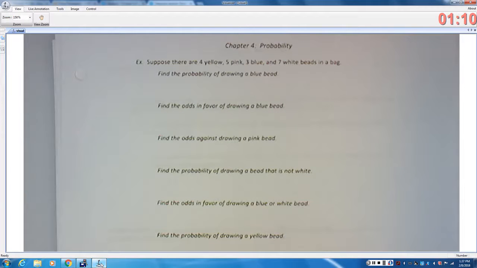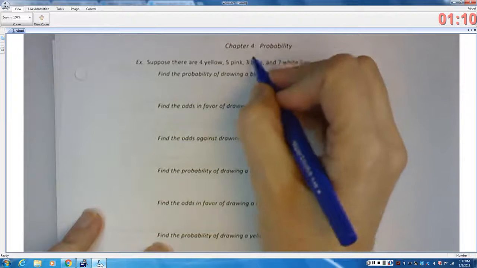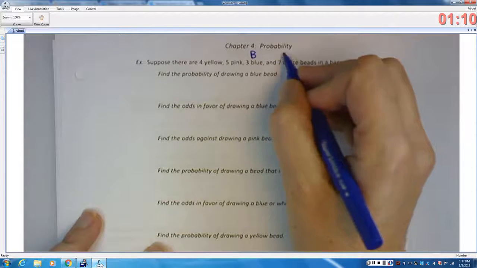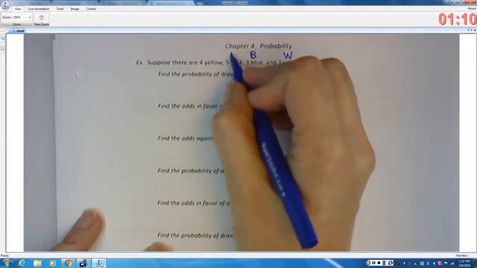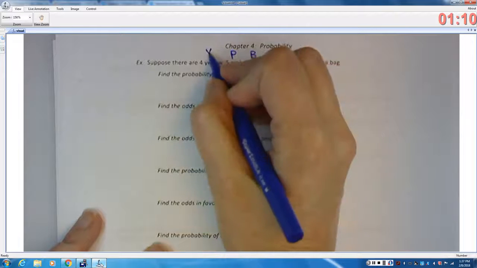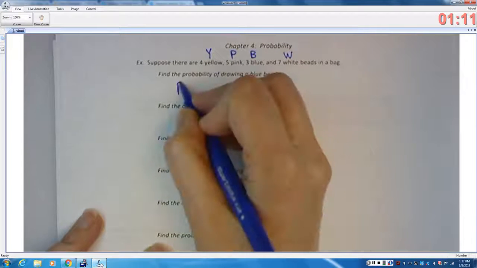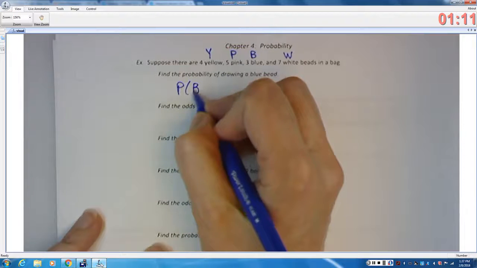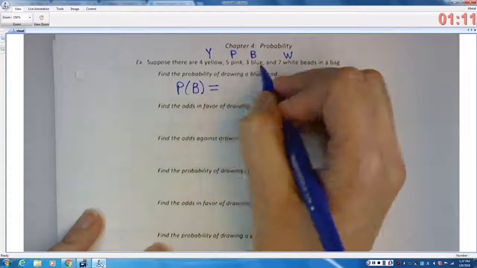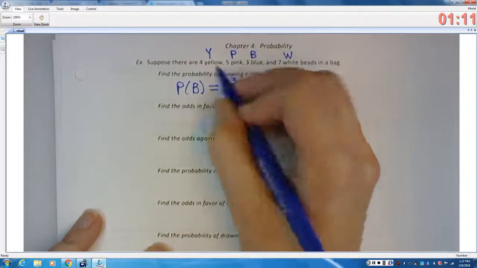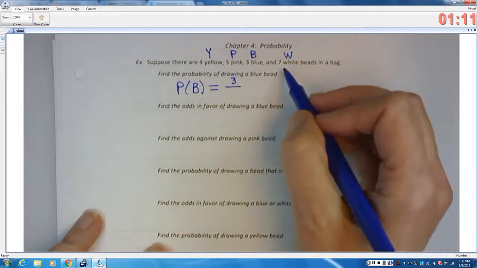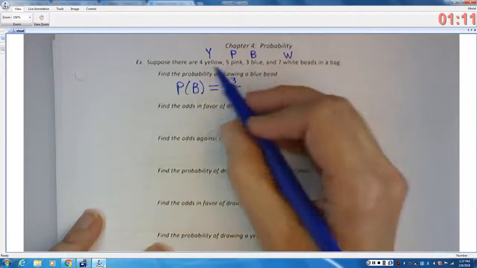So if you're picking beads out of a bag, find the probability of picking a blue bead. Let capital B mean blue, capital W for white, capital P for pink, capital Y for yellow. The probability of picking a blue bead is the number of blue beads out of the total number of beads in the bag. So we have to add these together: 10, 19.